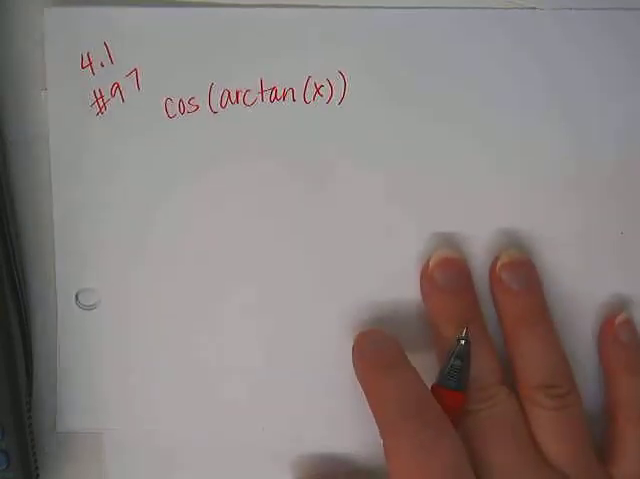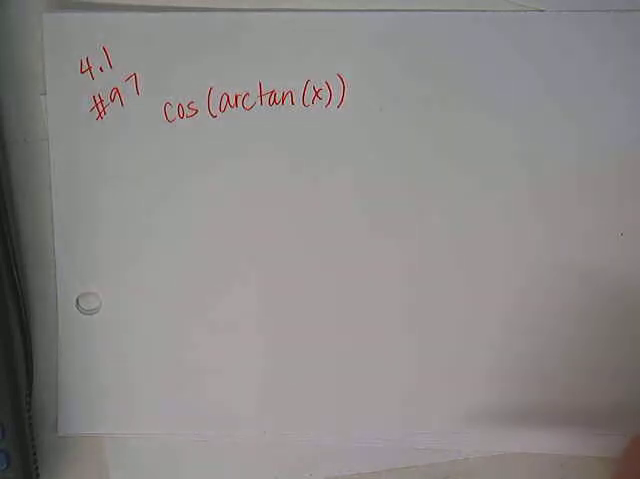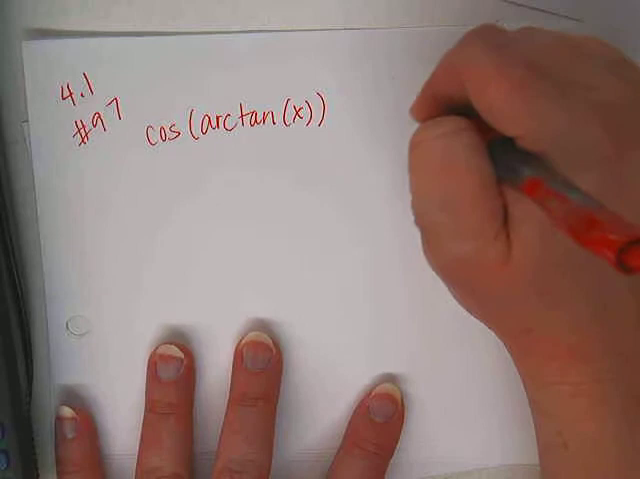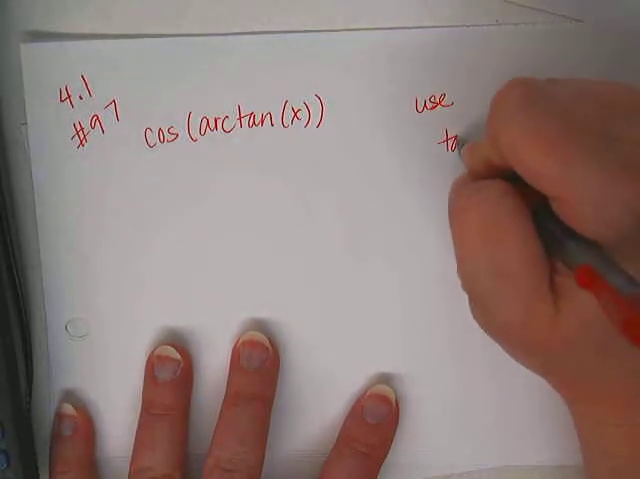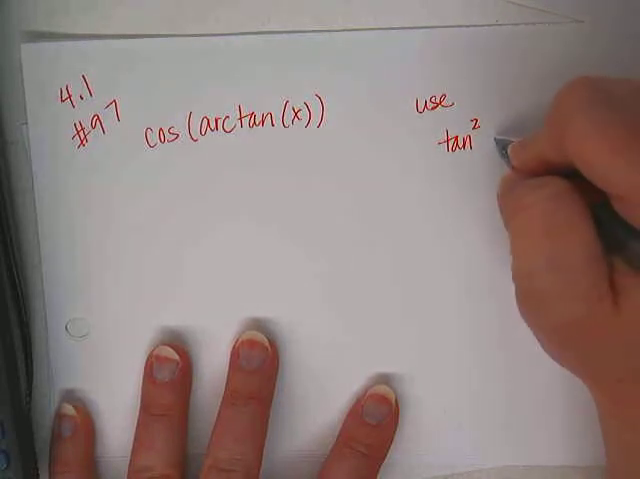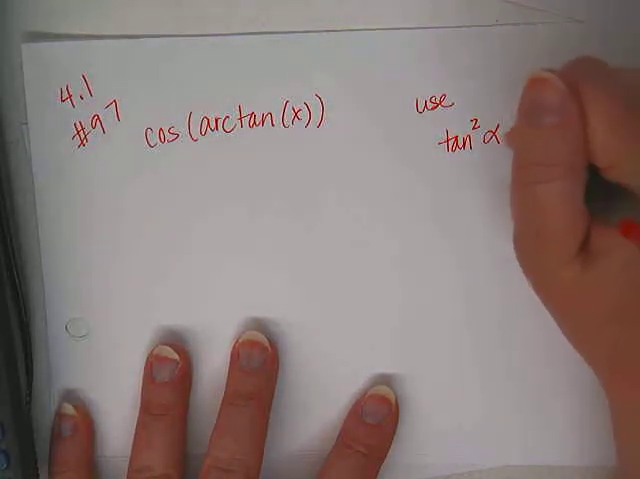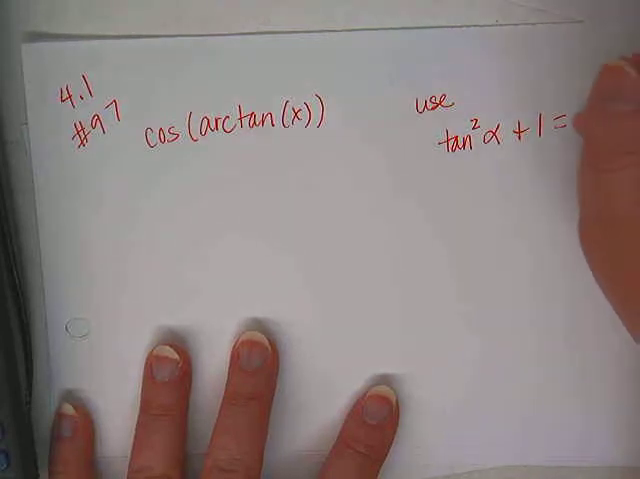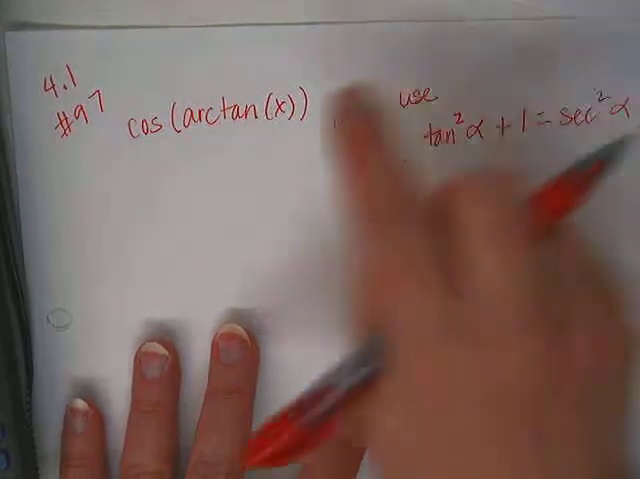Okay, 4.1, number 97. I didn't even do any examples of these, so no wonder you had a question on it. What we're going to do is use a Pythagorean identity. The Pythagorean identity that involves tangent is tangent squared alpha plus 1 equals secant squared alpha, something like that, right?